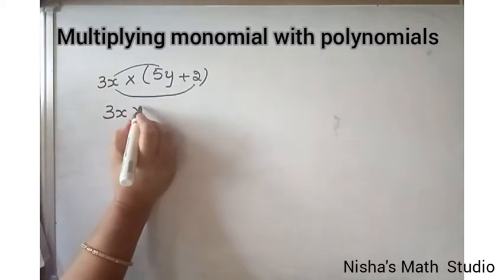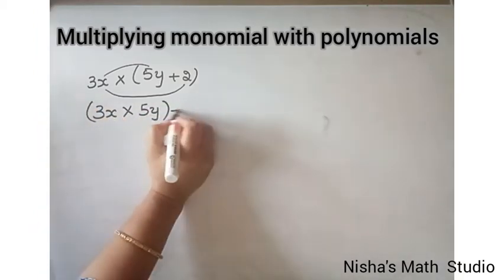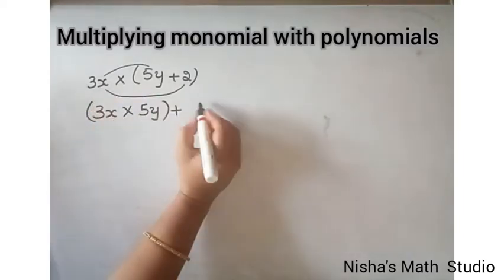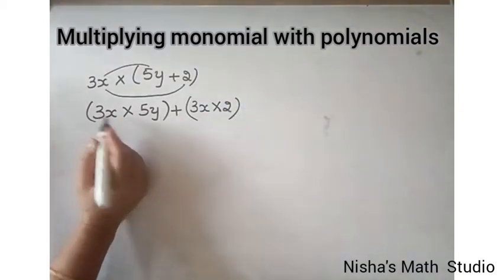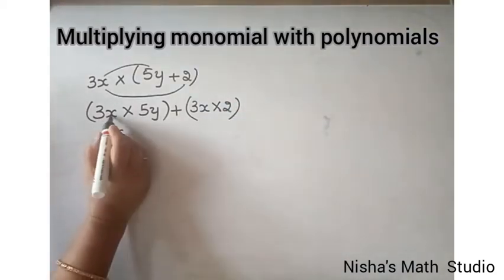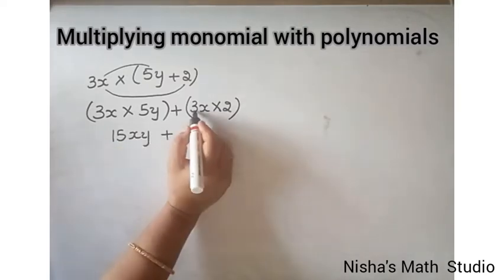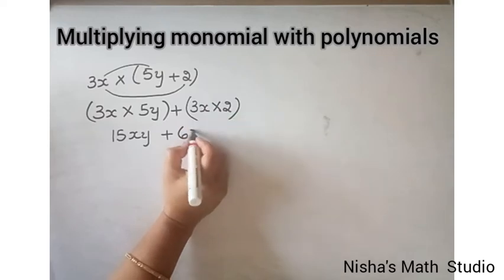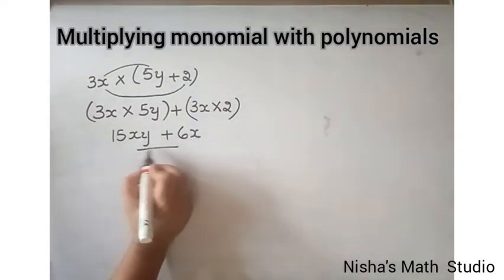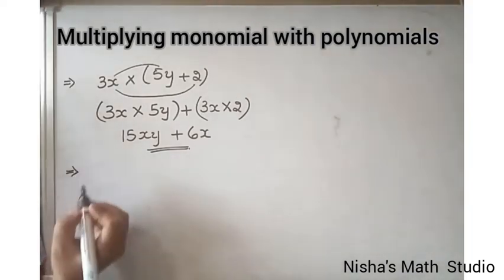3x is to be multiplied with 5y plus 3x is to be multiplied with 2. 5 3s are 15, x one time, y one time, so it is xy, plus 3 2s are 6. The variable is only x here, so it is 15xy plus 6x. Let's take one more example.